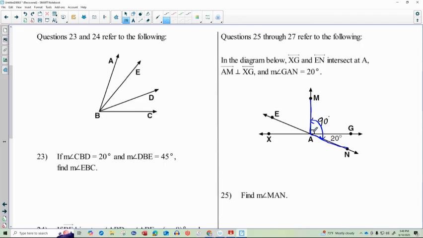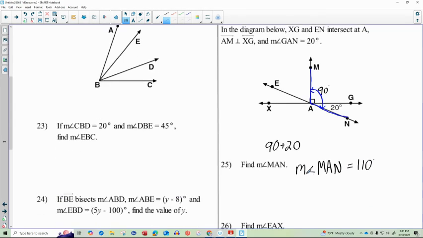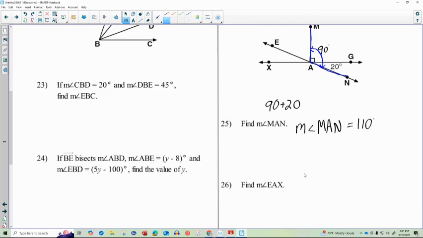But the angle you're looking for is that box plus this 20. So you're going to have to take 90 and add it to 20, and then the measure of angle MAN will be equal to 110 degrees. It is as simple as that.